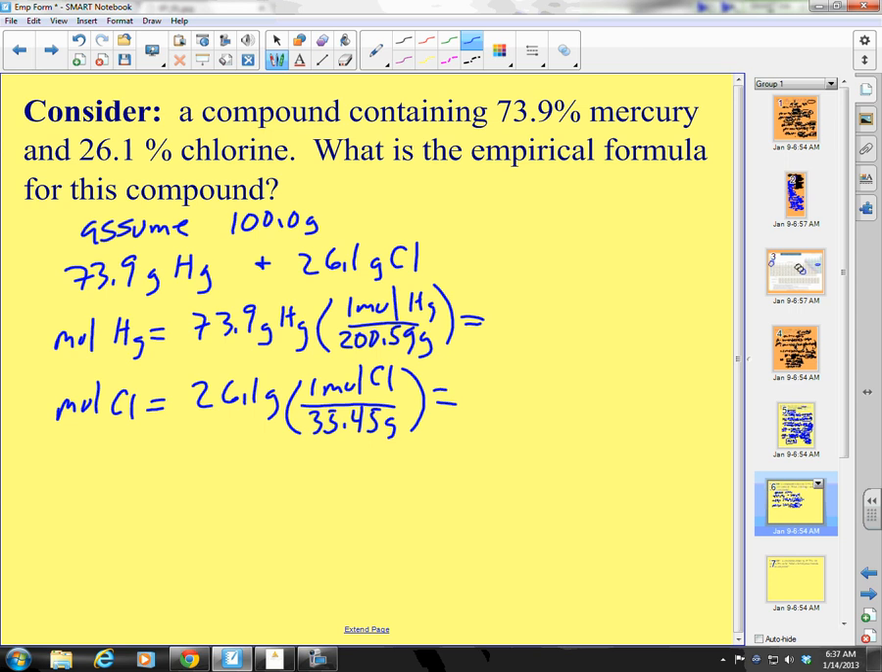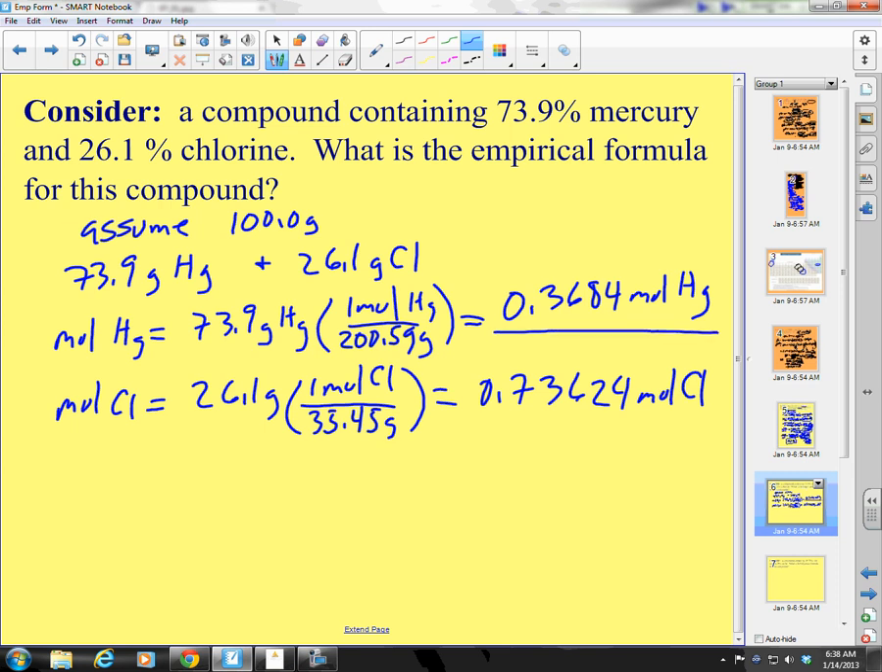73.9 divided by 200.59. Got it? Yep, I get 0.3684 moles of mercury. And what do I get here? 26.1 divided by 35.45. Cool. 0.73624 moles of chlorine. Now what do? Well, I want to set up my ratio. Which one goes into the denominator?